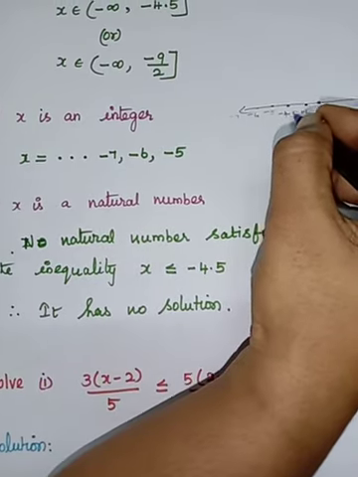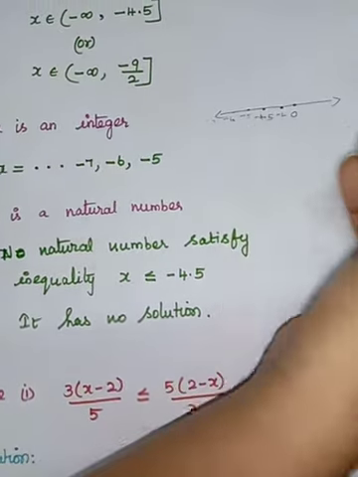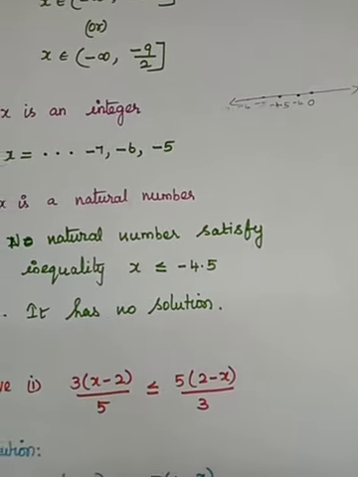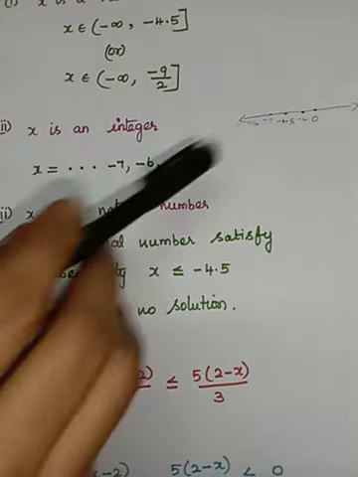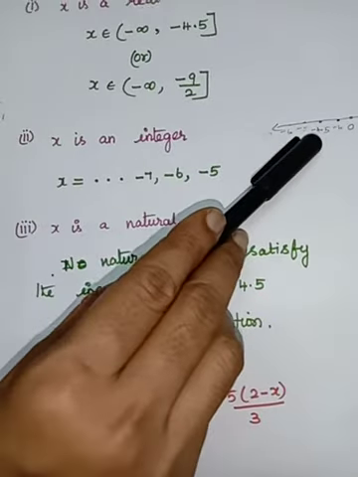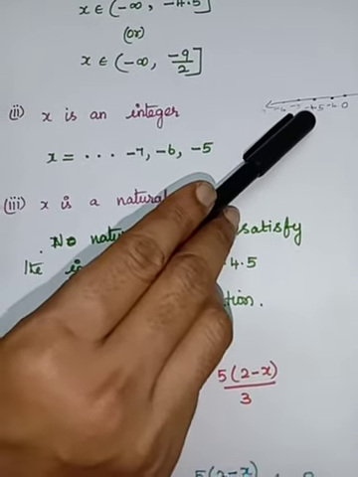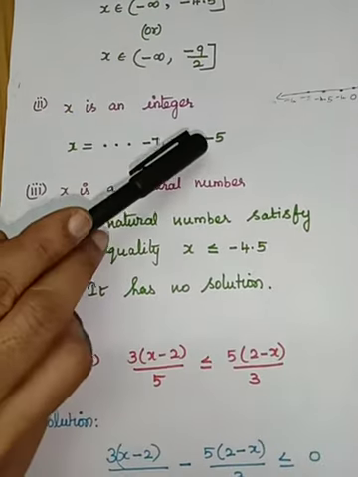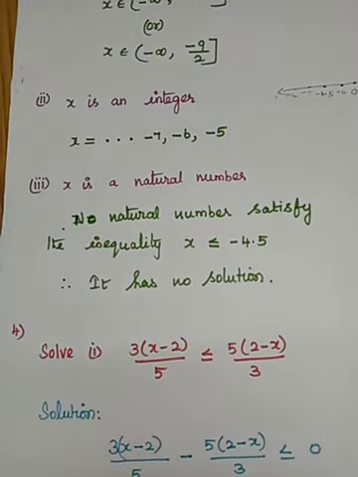Minus 4 is greater than minus 4.5. In your solution, what is asked? Your x should be less than or equal to minus 4.5. You should not include minus 4.5 because it is a fraction, a real number. But here what is asked? Only integers. So we stopped at minus 5.